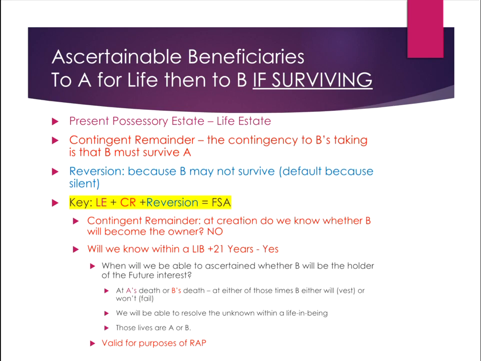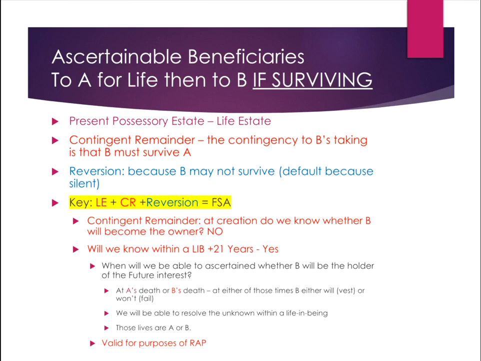How about to A for life, then to B if surviving? The if surviving language is the contingent. We don't know if B is going to survive A's life estate. But when will we know whether or not B's interest vests or fails? Either at the death of A or B. If B dies first, we know it failed. If B dies second, we know it vests.